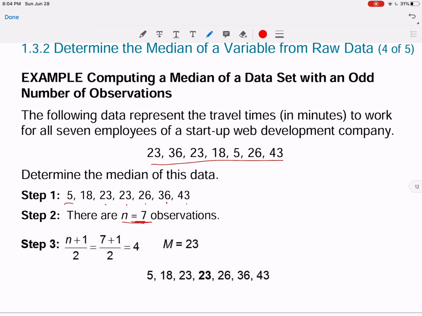Since n is odd, we find the middle position by applying this formula: (n + 1) / 2. n is 7, so 7 + 1 is 8, and 8 divided by 2 is 4. That means the fourth number will give us the median. Fourth number: 1, 2, 3, 4, which is 23. That's how we got the 23 here.